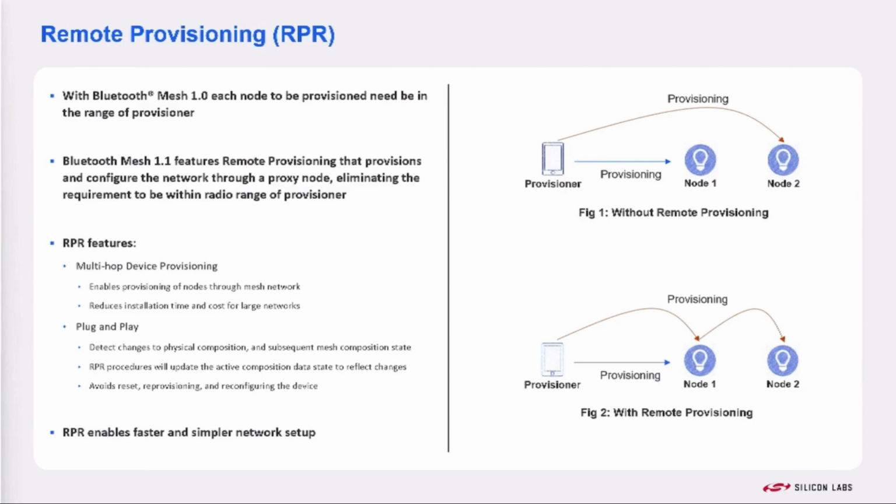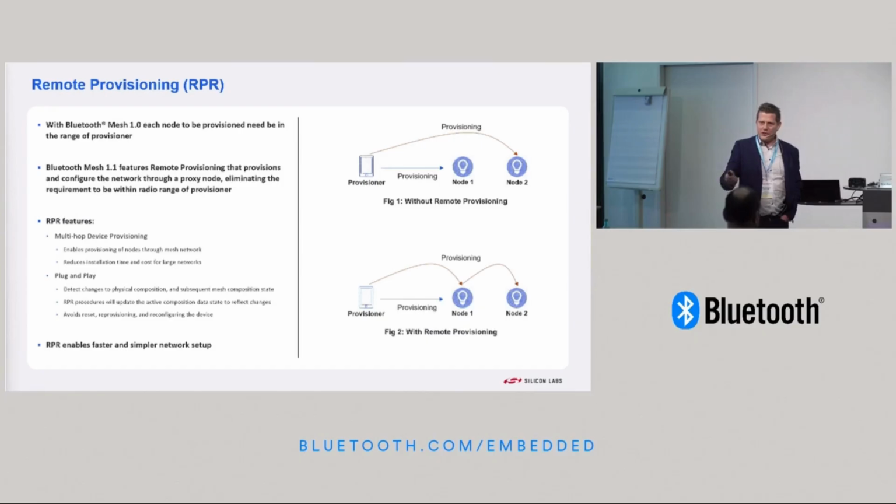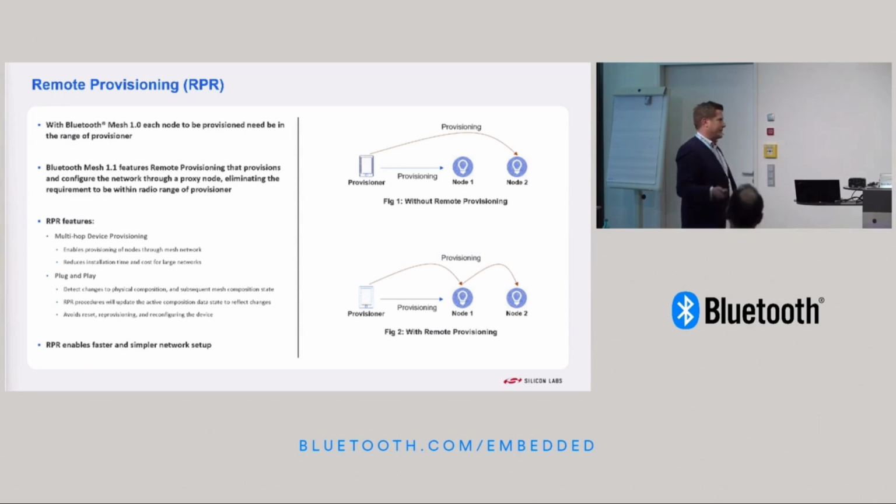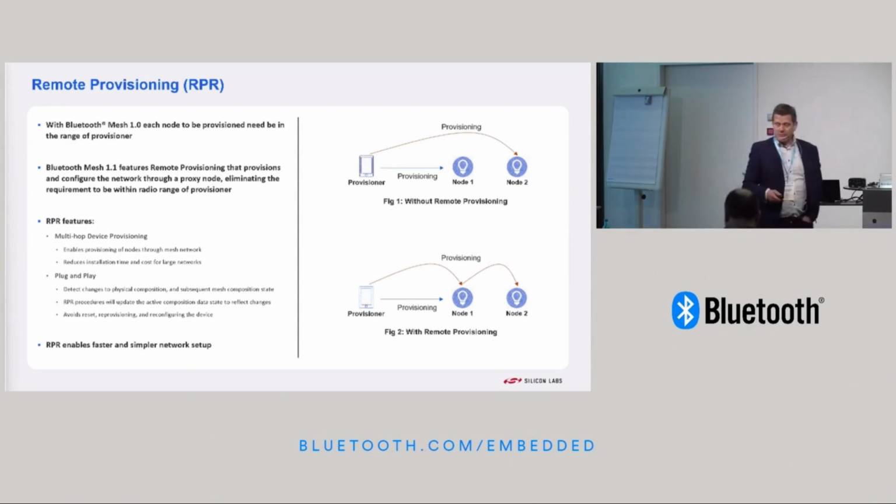As I said, in the previous version of the Bluetooth Mesh standard, typically the provisioner is a smartphone application. When you add new nodes to the network, you do it one by one. You had to be in the range of that device to do the provisioning. So I could not provision a light which is on the other side of the building from this room. I had to walk over there and pull out the app, and provision it. Time consuming, expensive.